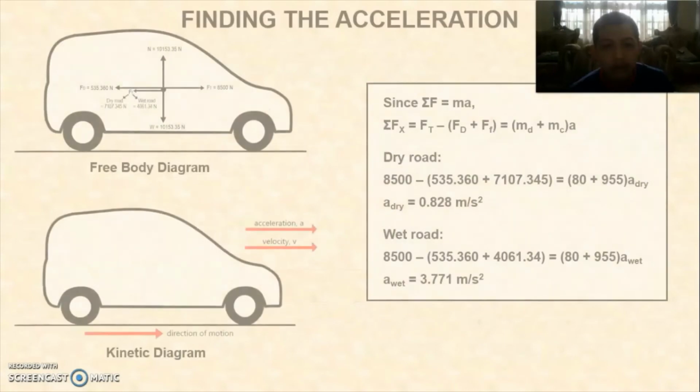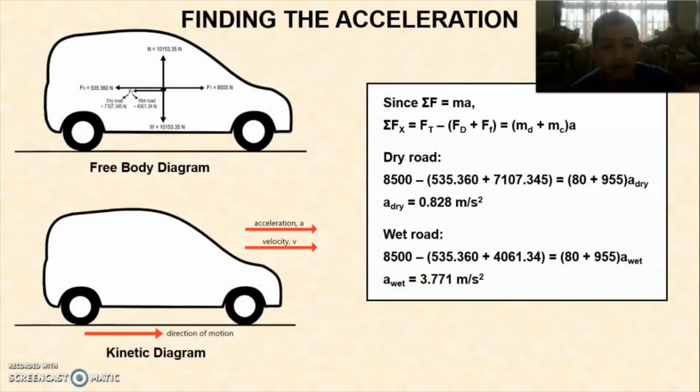In order to find the acceleration, we need to determine the forces acting on the car across the x-axis. Based on the diagram, there are three forces acting on the car, which are thrust force, drag force, and friction force. Now let us see the general formula of the forces at the x-axis. Summation of Fx equals thrust force minus drag force plus friction force equals mass of the driver plus mass of the car times acceleration. We need to find the acceleration here.